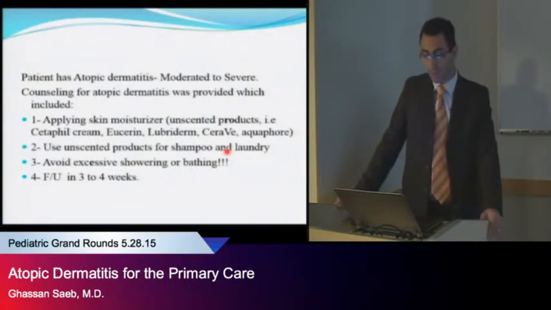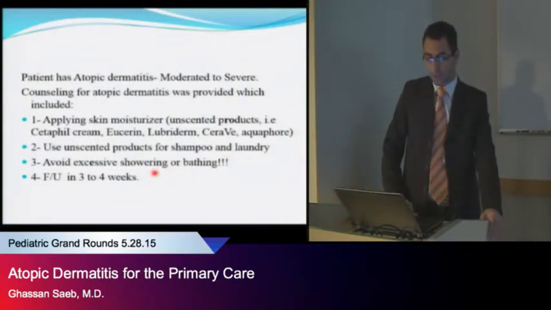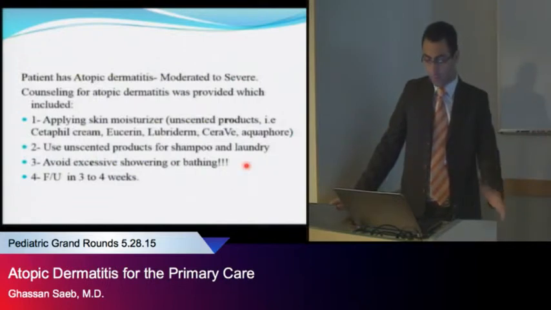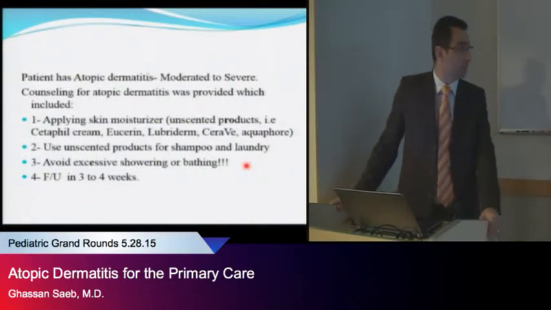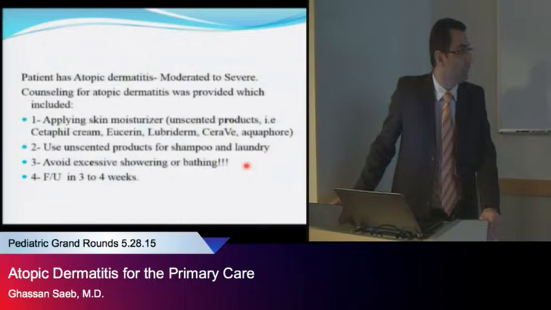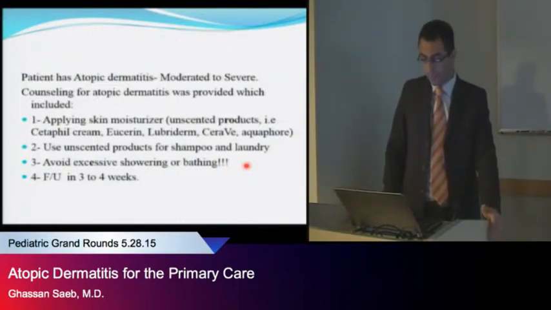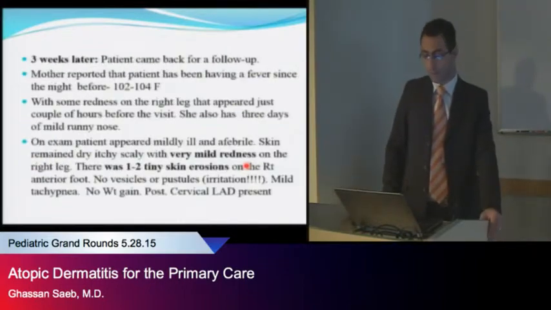Use unscented products for shampoo and laundry. Avoid excessive showering or bathing. That was controversial, but that was my recommendation. And follow up in 3 to 4 weeks, depending on how she does.